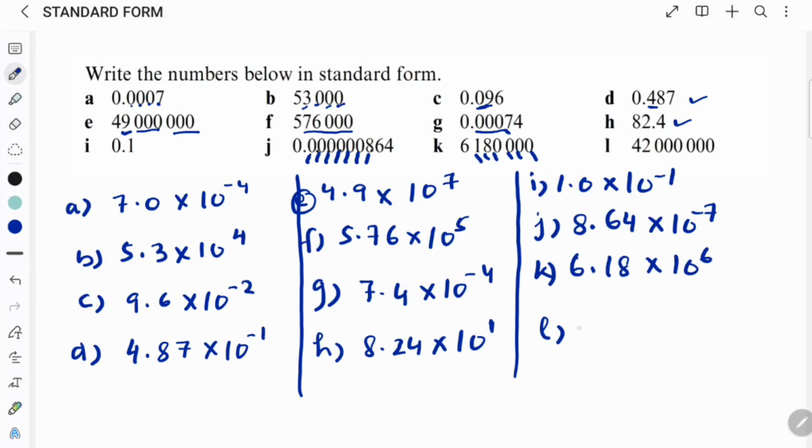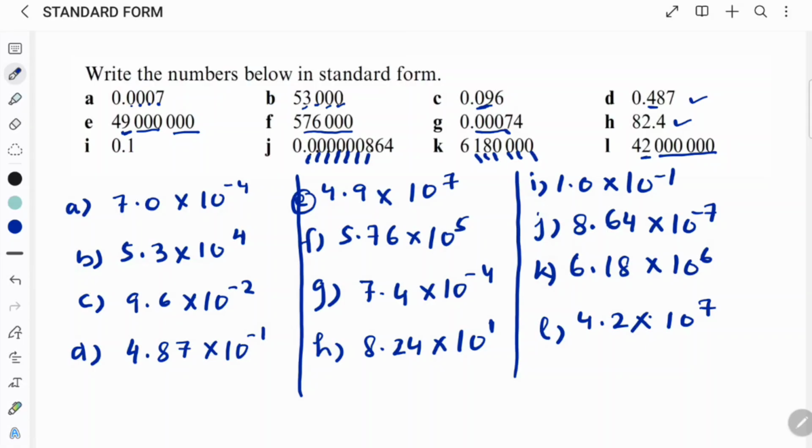The last part L, 42 million. So 6 zeros and one more number, 4.2 into 10, 4.2, yes, 4.2 into 10 to the power 7. I hope you all have understood and you got all answers correct.